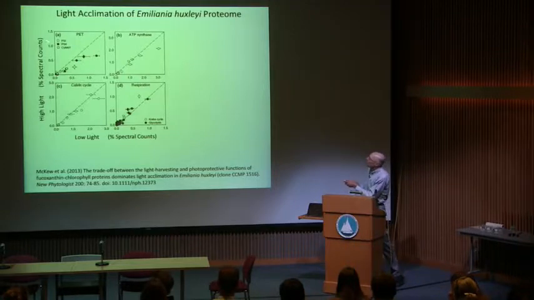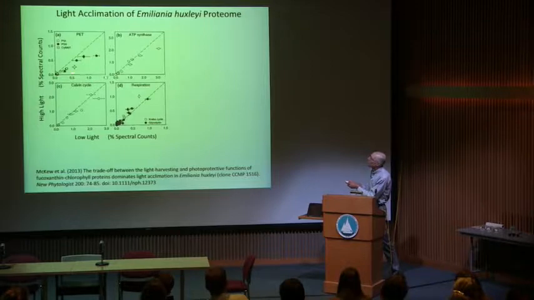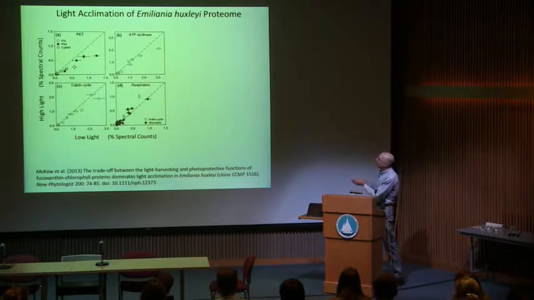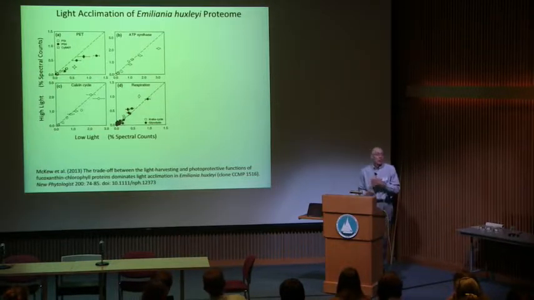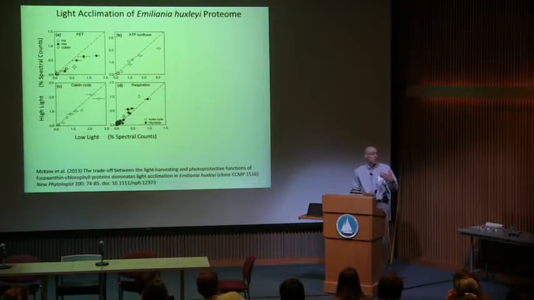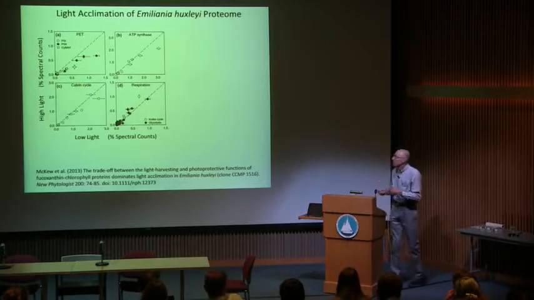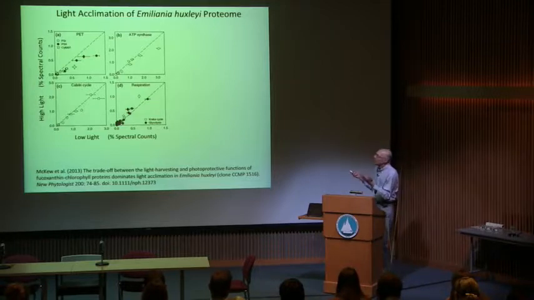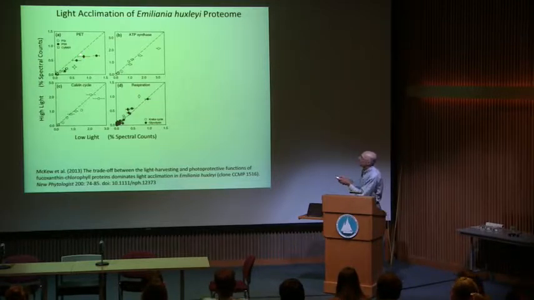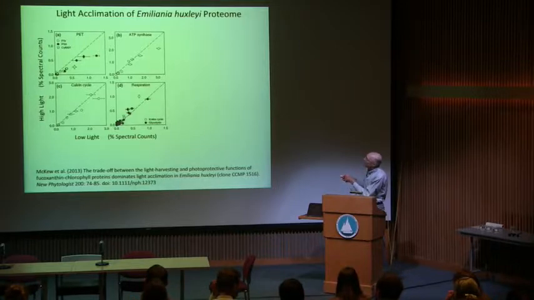I'm plotting the contribution to the proteome in high light versus the contribution in low light. And the dashed line is the one-to-one relationship, so it's no change. It's exactly the same in both conditions. And actually, you can see that there's not very much of a difference. Each of these points represents a different protein. For the photosynthetic electron transfer chain, there's less abundance of these proteins in high light than low light.